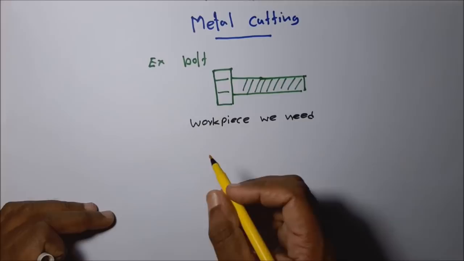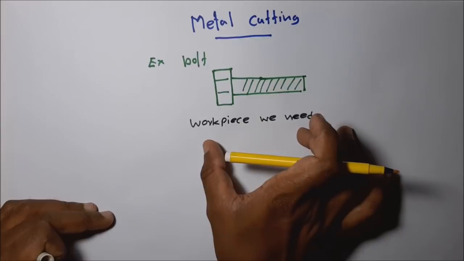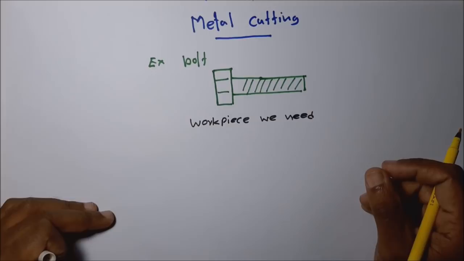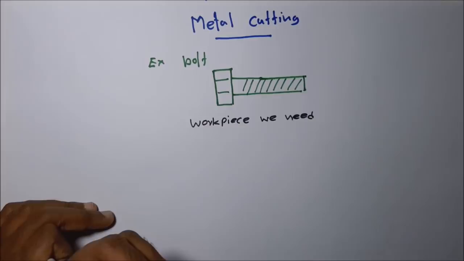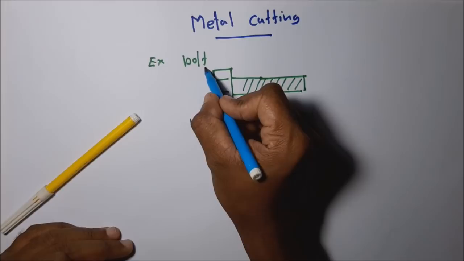The dimensions of the workpiece should be greater than the major dimensions of the component we are going to manufacture, because metal cutting is a material removal process. We can't add material in metal cutting operations, so the selected workpiece dimensions should be greater than the major dimensions of the component. That means we have to select this kind of workpiece.